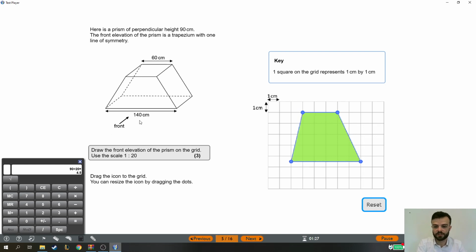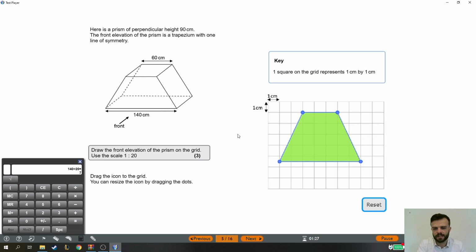Now that on the picture is 140 centimeters wide, but scale of 1 to 20 means that this is 20 times bigger than the number of squares it takes. So 140 divided by 20 is 7, so it needs to be 7 squares wide. Now at the moment it is 1, 2, 3, 4, 5, 6, so I just need to make it 1 square wider. And that's looking like what I want my answer to be.